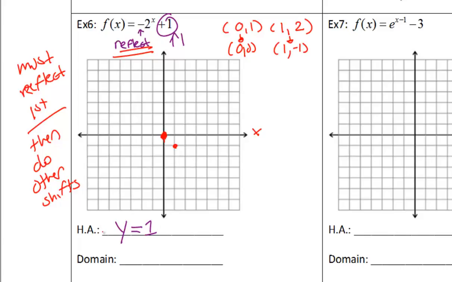Well, what was my horizontal asymptote? My horizontal asymptote was y equals 1 because that went with my vertical shift. So then I just need to connect the points and draw my graph.